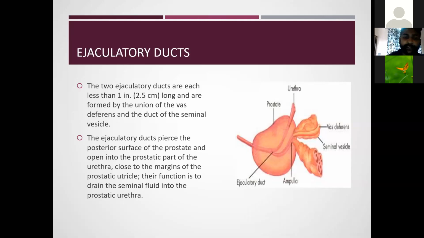The ejaculatory duct pierces the posterior surface of the prostate and opens into the prostatic part of the urethra, close to the margin of the prostatic utricle. Their function is to drain the seminal fluid into the prostatic urethra. Each duct is 1 inch, or 2.5 centimeters, long.